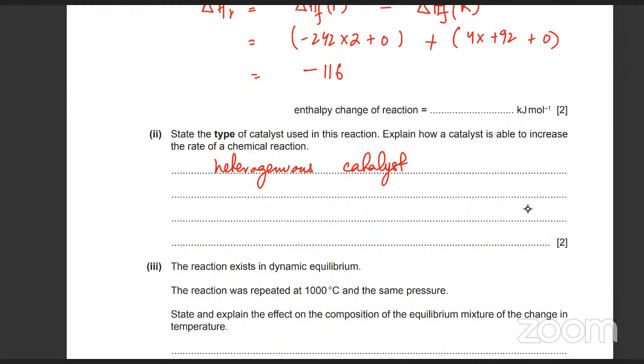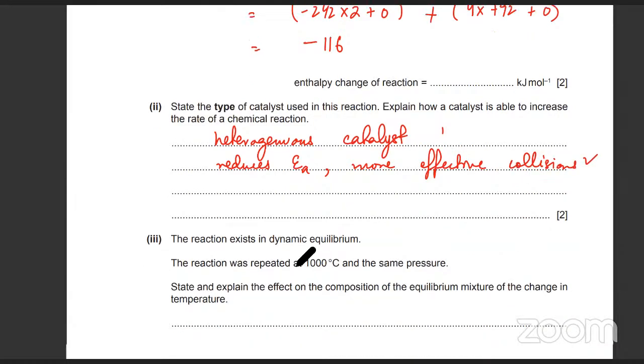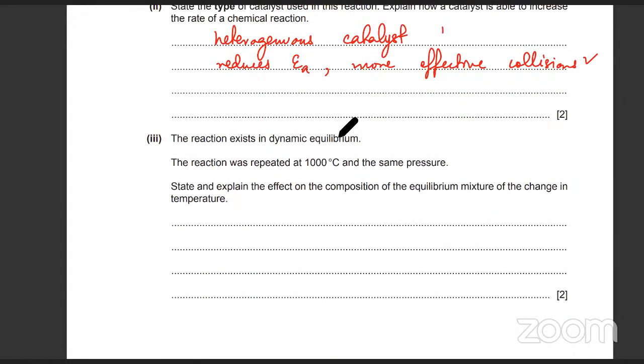And how does it work? It reduces the activation energy. How a catalyst speeds up the reaction is just 1 mark. I mean, 1 mark for this, 1 mark for the other one. So you just have to write it reduces activation energy. You get more effective collisions. The frequency of collisions remains the same. You just get more successful collisions. That's it.